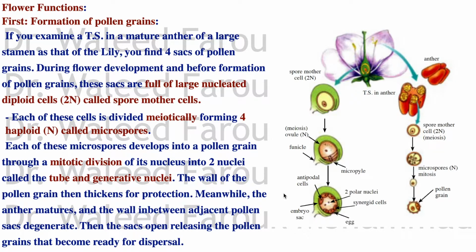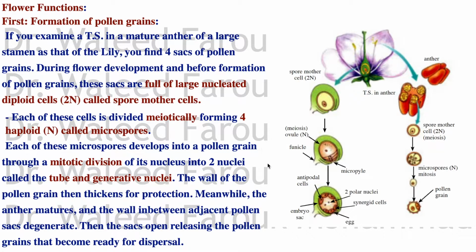The wall of the pollen grain then thickens for protection. Of course, now you know whenever the wall is thickened, this means protection. And the anther matures, and the wall in between the adjacent pollens becomes degenerated, and the sac opens. This will lead to release of the pollen grains that become ready for dispersal.